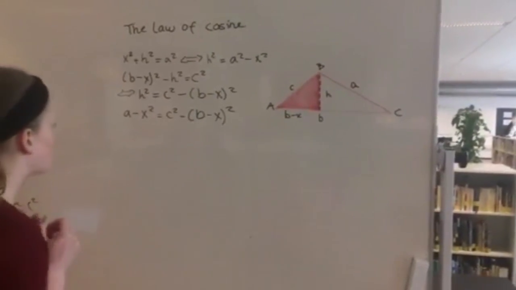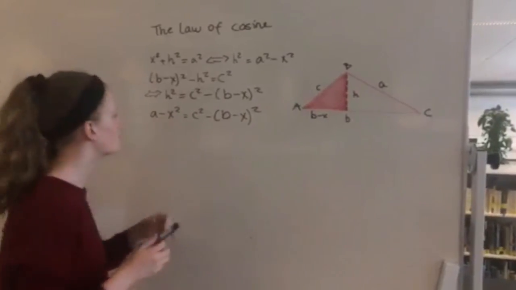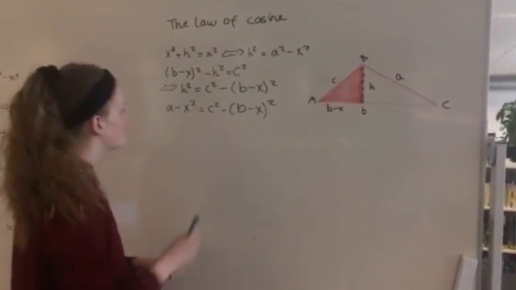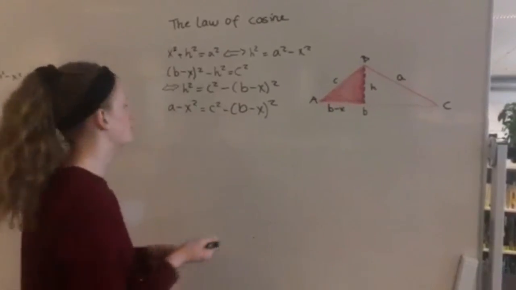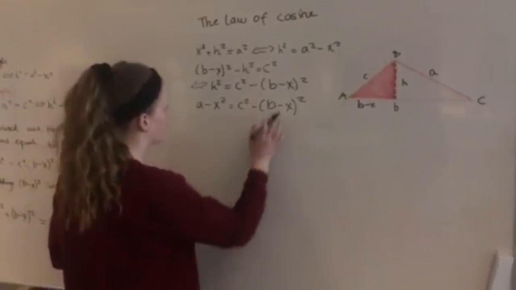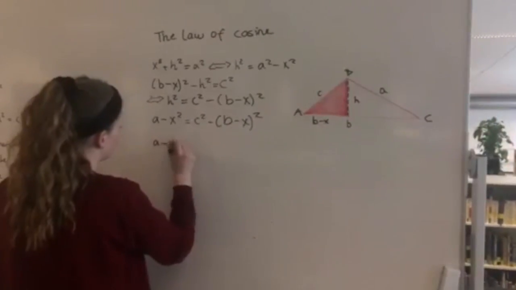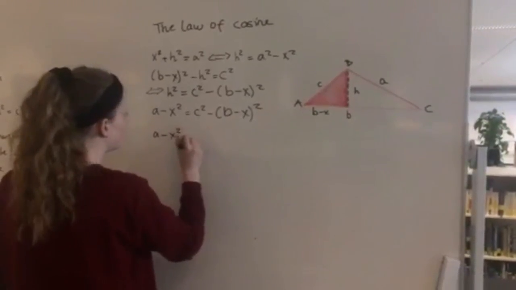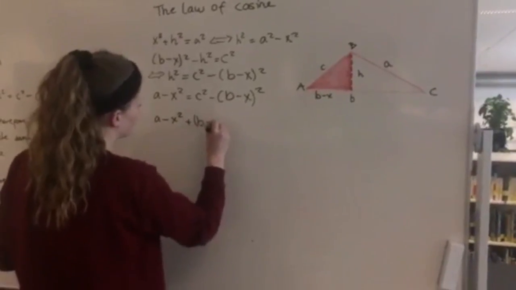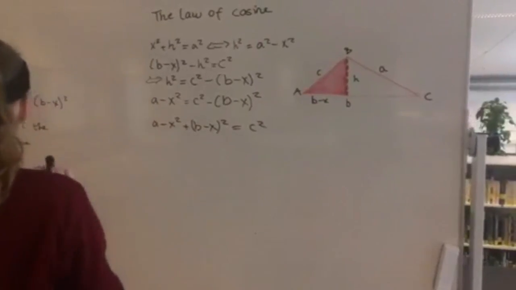And then the last part is we want to have c to the power of 2 isolated, and we can do that by again adding b minus x to the power of 2. This will then be the result when we've added. So it's a minus x to the power of 2 plus b minus x to the power of 2 equals c to the power of 2.